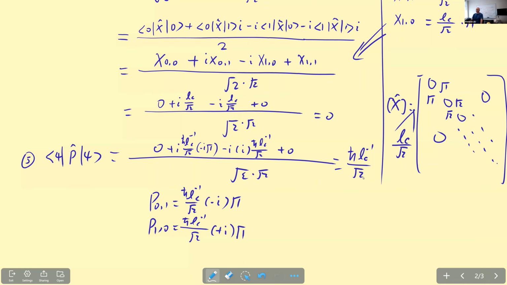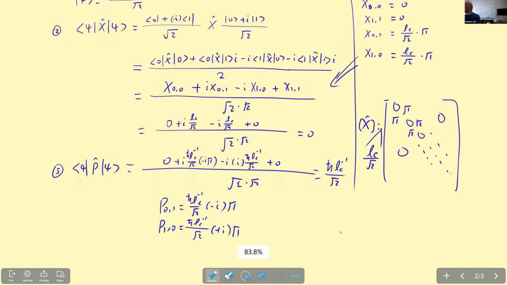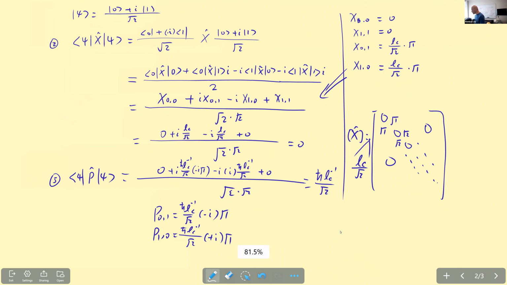So that gives us the average of this state. So you can see that this state is the state that has 0 expectation value of position, but has a finite value of the expectation value of the momentum. Okay. But anyway, this is just an example to get us more familiar with those Dirac notations. Okay, just to warm up.